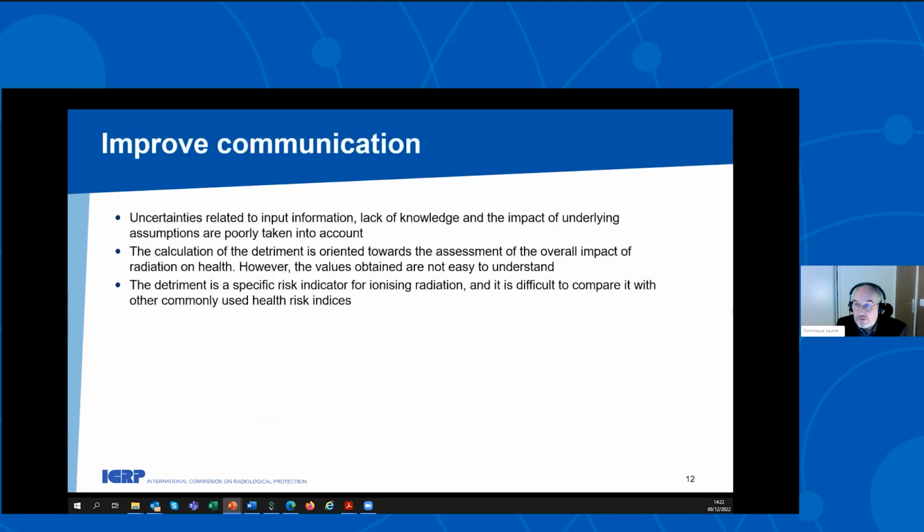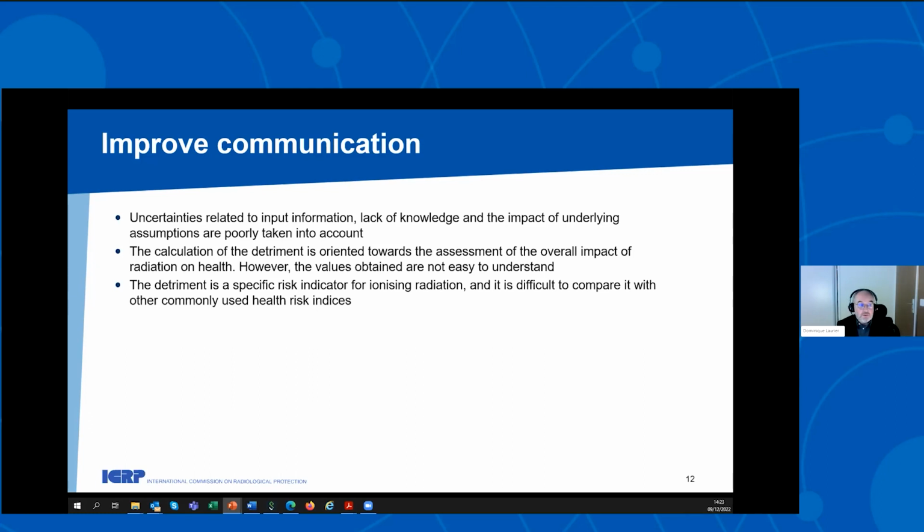Last point is improving communication. It has been said already. The first point is that uncertainties related to input information, but also to lack of knowledge and the potential impact of underlying assumptions are poorly taken into account in the process as it is right now.